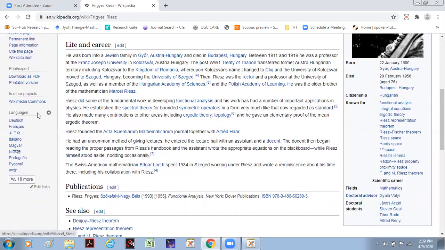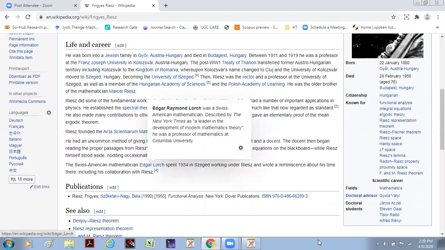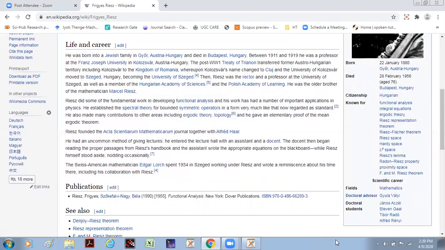Okay. Similarly, Riesz did some fundamental work in developing functional analysis, and his work had a number of important applications in physics. He established a spectral theory for bounded symmetric operators in a form very much like that now regarded as standard. He also made many contributions to other areas, including ergodic theory and topology, and he gave an elementary proof of the mean ergodic theorem.